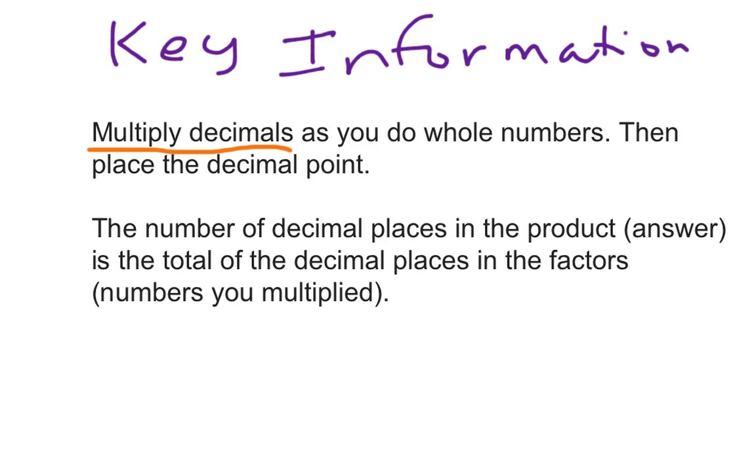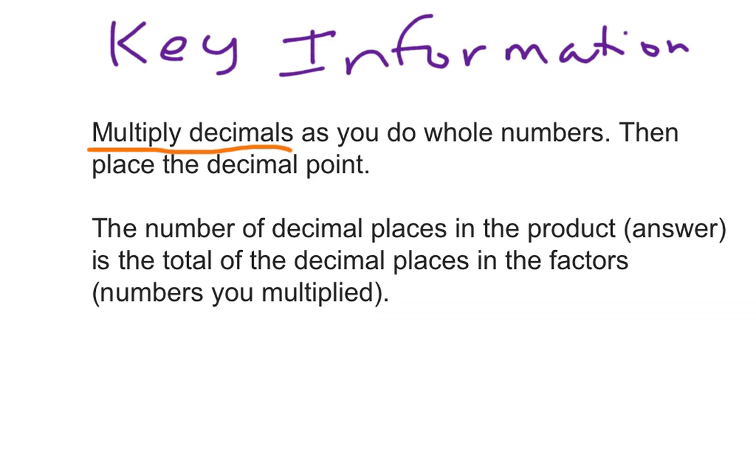I've typed it out. Multiplying decimals, you do that as you would do a whole number. Same rules apply. And then you figure out where to place the decimal point. So write them vertically, and then we'll figure out where to put the decimal point. The way you figure that out is the number of decimal places in the product, the answer, ends up being the total of all the decimal places in all the factors.